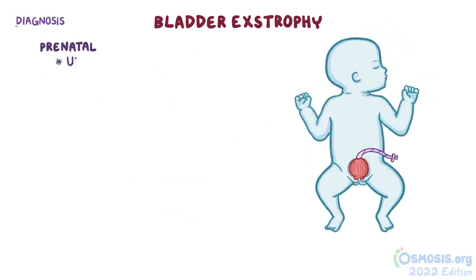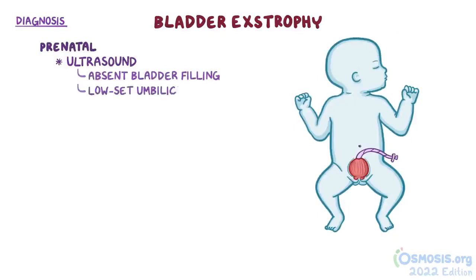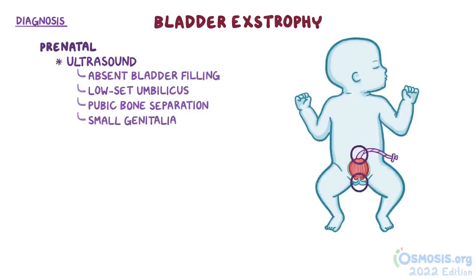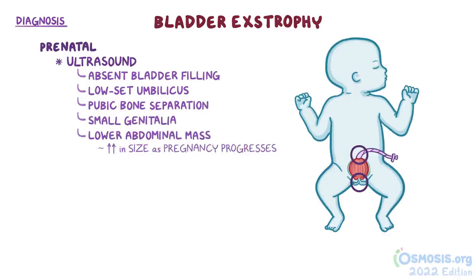Prenatal diagnosis on ultrasound is usually based on absent bladder filling, a low-set umbilicus, pubic bone separation, small genitalia for gestational age, and a lower abdominal mass that increases in size as the pregnancy progresses. When suspicion is high but ultrasound inconclusive, bladder exstrophy may be confirmed by MRI. If prenatal diagnosis is not possible, after birth, the diagnosis of bladder exstrophy is made clinically.